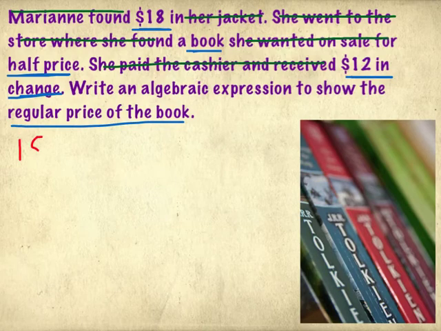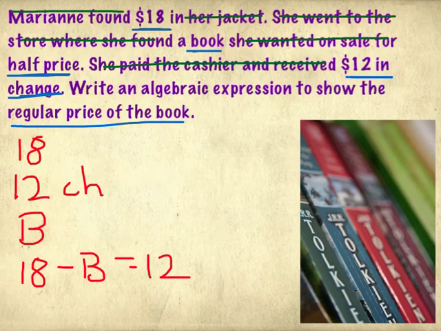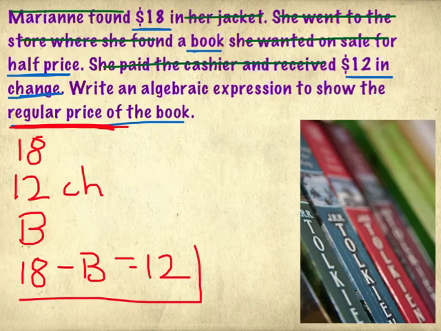So I know she started with $18. She got $12 in change. And I'm going to say B is going to be my variable to represent the book. Now, if I said $18 take away the book equals 12, that would be accurate, but one important thing is that this asks for the regular price of the book. This equation here will give me the sale price of the book.